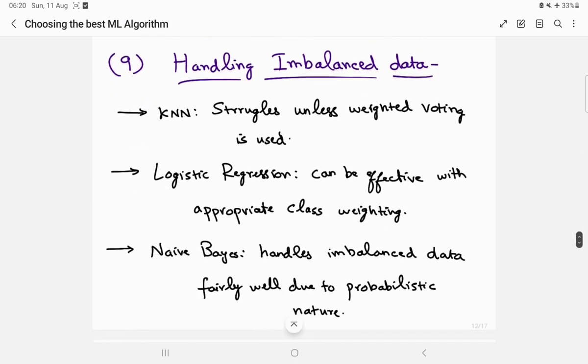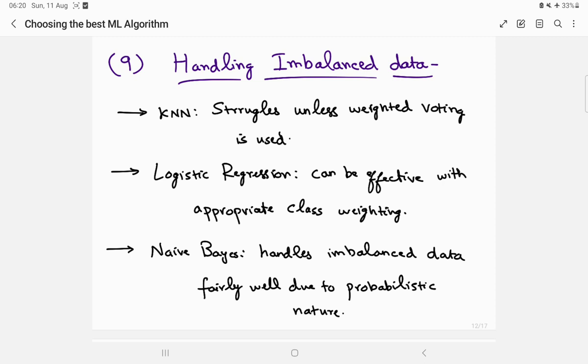The next factor is the handling of imbalanced data. So handling imbalanced data refers to an algorithm's ability to perform well when the distribution of classes is not equal. And again, imbalanced data is something which is pretty common in a realistic setting. So let's have a look at how we can handle that.